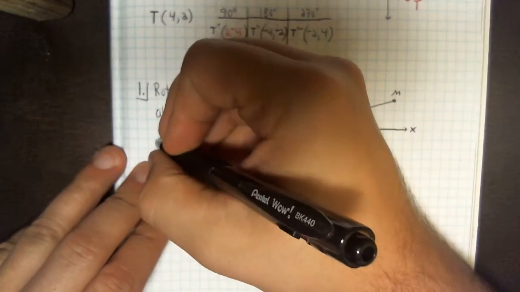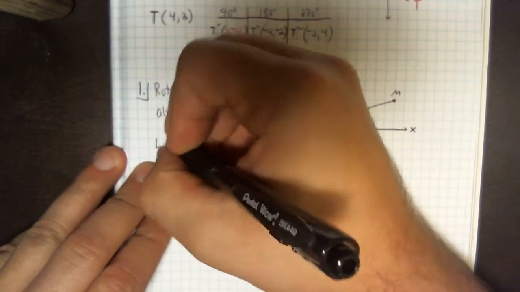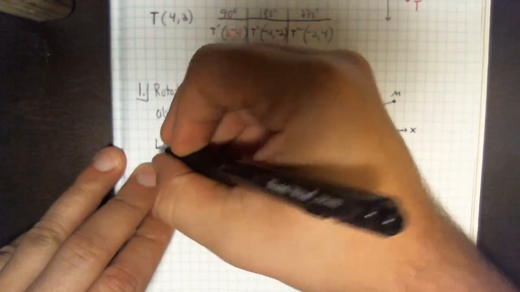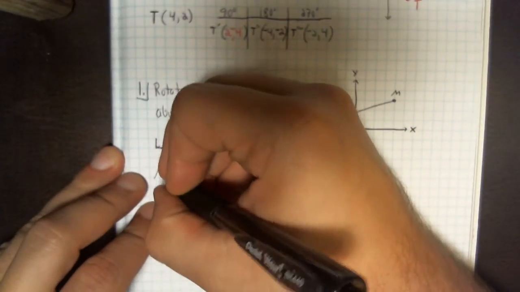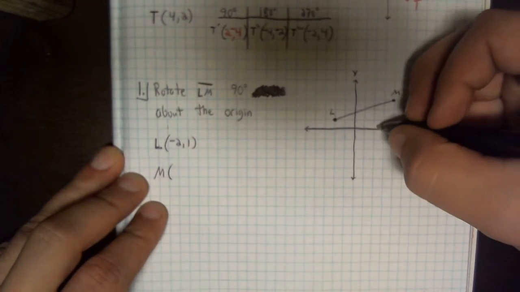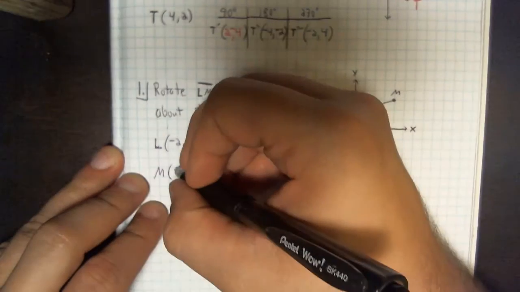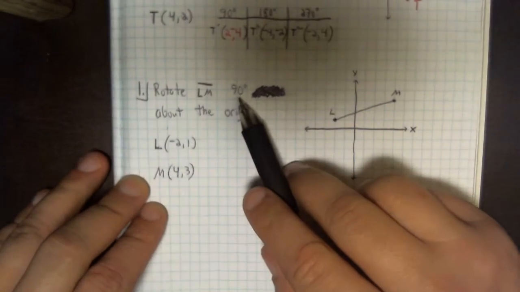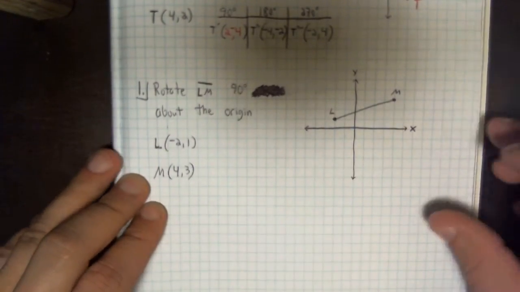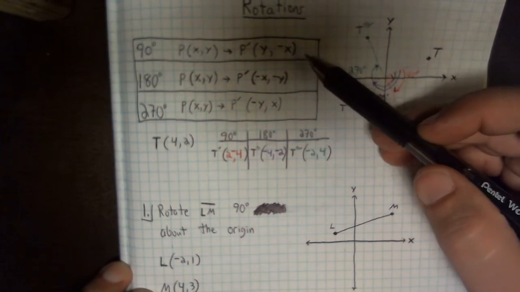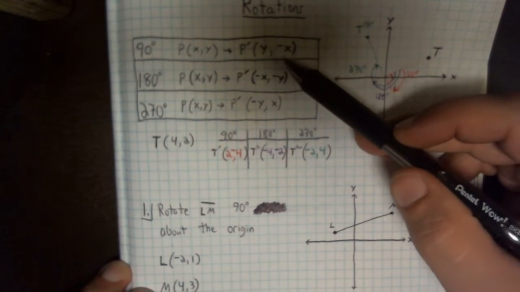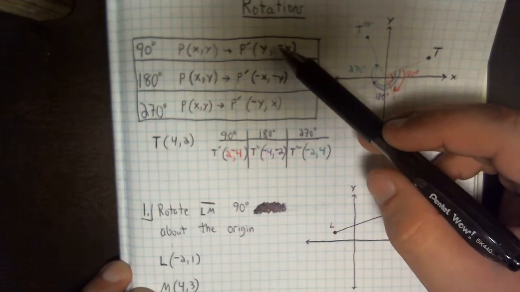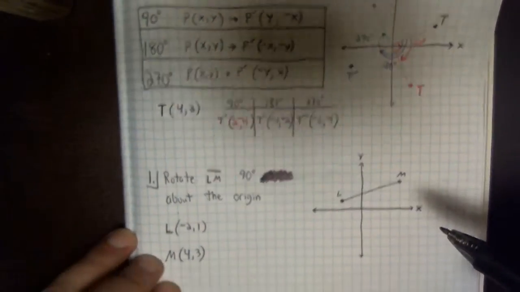Okay, L looks to be at negative 2, positive 1, and M is at positive 4, positive 3. And it tells me what we're rotating, 90 degrees. So if I haven't memorized these yet, I'm going to go back and check to see what it tells me to do. It says switch x and y and make x's sign opposite.